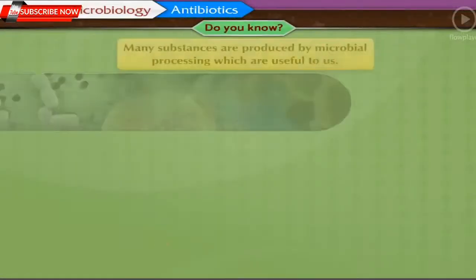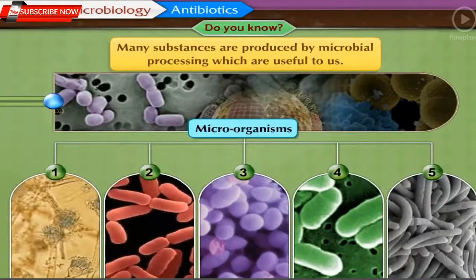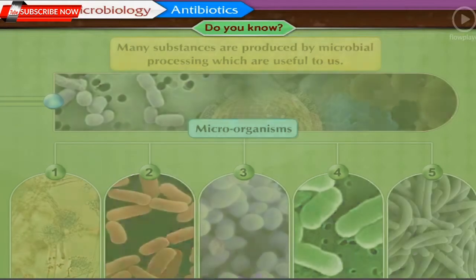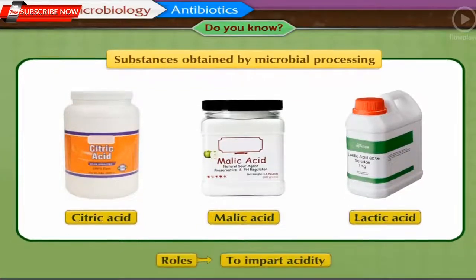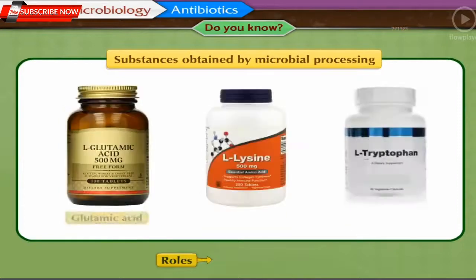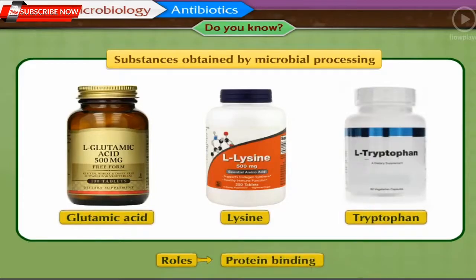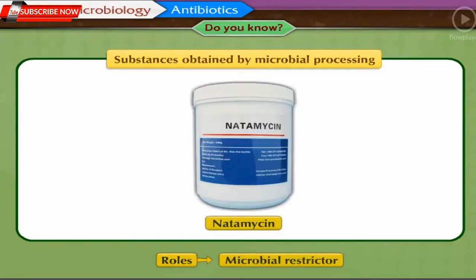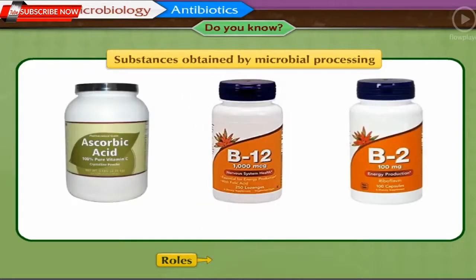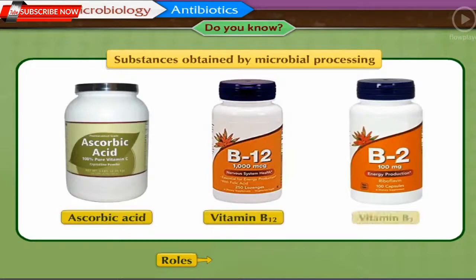Do you know? Many substances are produced by microbial processing which are useful to us. Citric, malic and lactic acid produced impart acidity to the food products. Glutamic acid, lysine and tryptophan produced helps in protein binding. Products like natamycin obtained by microbial processing play a role in microbial restrictor. Vitamins like vitamin C, that is ascorbic acid, vitamin B12 and vitamin B2 are used as antioxidants.